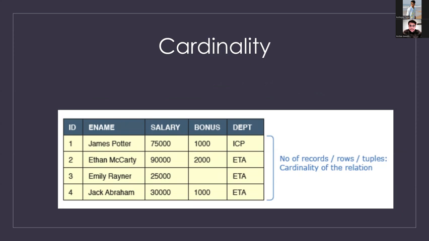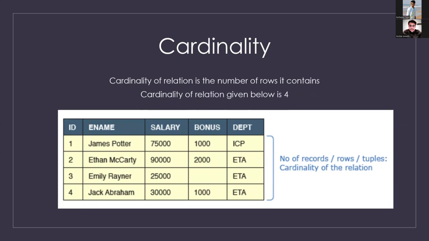So cardinality is just telling me the number of different pieces of information about different persons which are stored in that relational table. It's just telling me the number of instances for different people that are stored in that table.